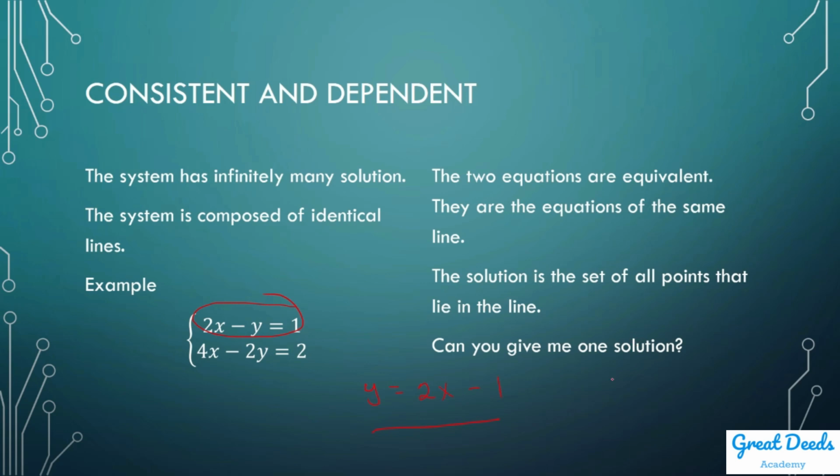Okay, so this is what you do. You pick any value of x. Let's say, for example, x is equal to 0. When x is 0, y is equal to negative 1. The point with coordinates (0, negative 1) is one solution. So that is how you generate the points that are a solution to this equation. You just pick any value of x, solve for y. And that pair of numbers is going to be a solution to your system, which happens to have infinitely many solutions.